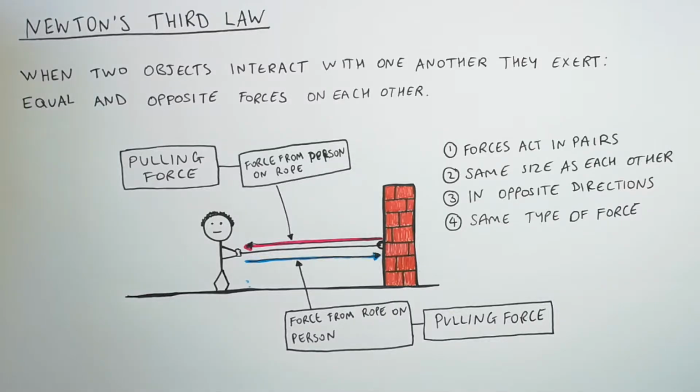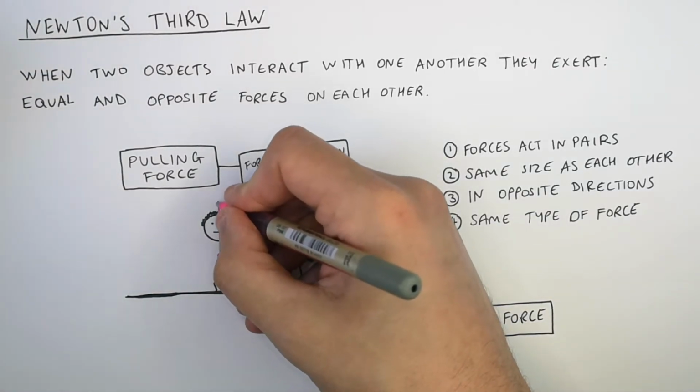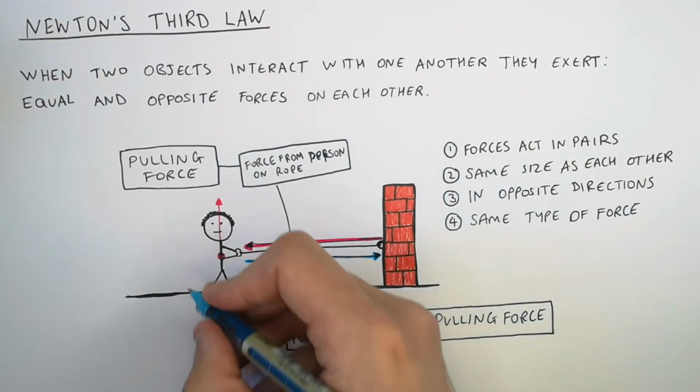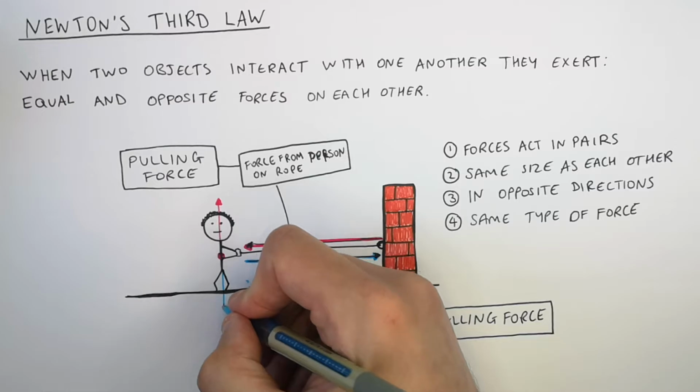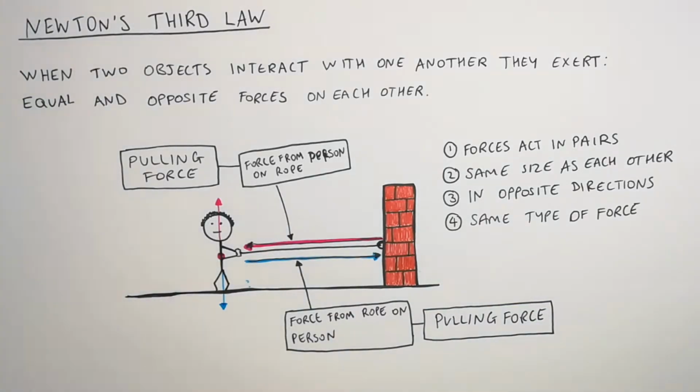Let's now look at the forces acting on the person standing there. Forces act in pairs. You've got a normal contact force acting on the person from the ground. You've got a force due to the person's weight acting on the ground. Forces act in pairs. And these two forces are the same size.